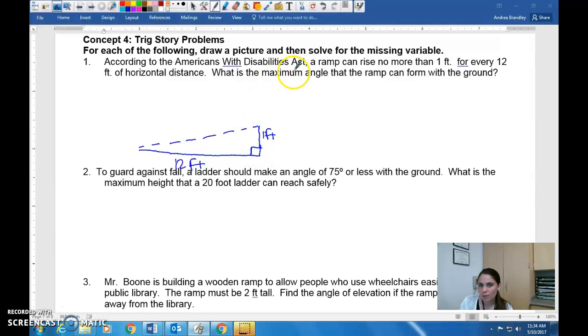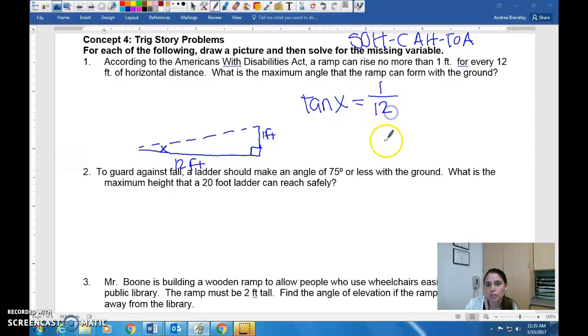So what is the maximum angle that a ramp can form with the ground? This is my ramp right here, and here's the ground. So this is my angle. I just need to solve for this angle, and then I'll be able to answer that question. If I look at this angle, I know the opposite side and the adjacent side. If I think of my sine, cosine, and tangent, the only one that uses opposite and adjacent is tangent. So the tangent of this angle, the tangent of x, is equal to the opposite, which is 1, over the adjacent, which is 12. So the tangent of x equals 1 over 12.